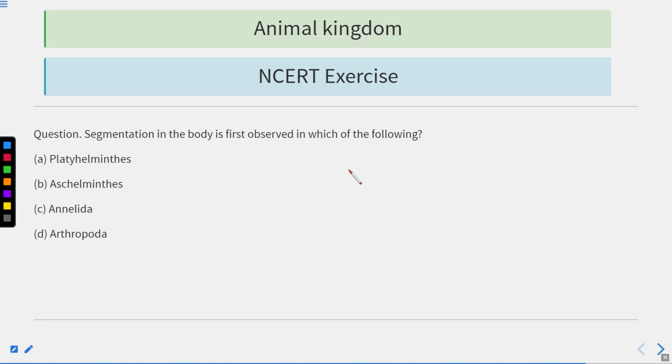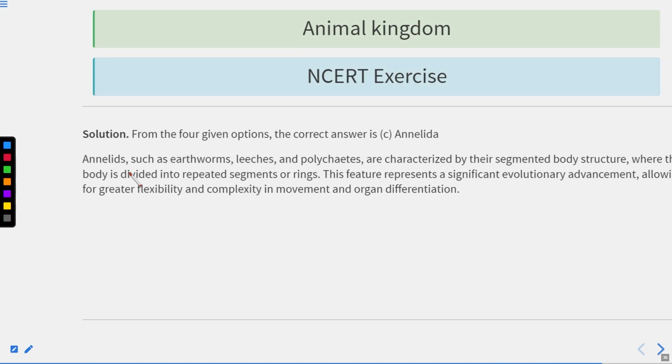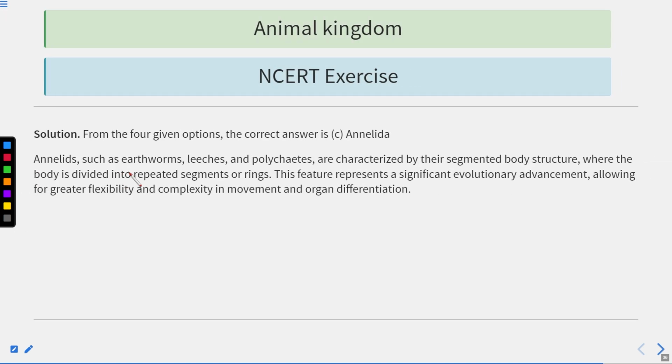Segmentation in the body is first observed in which of the following? Platyhelminthes, Aschelminthes, Annelida, and Arthropoda. Okay, let us see here. From the four given, the correct answer is Annelida.